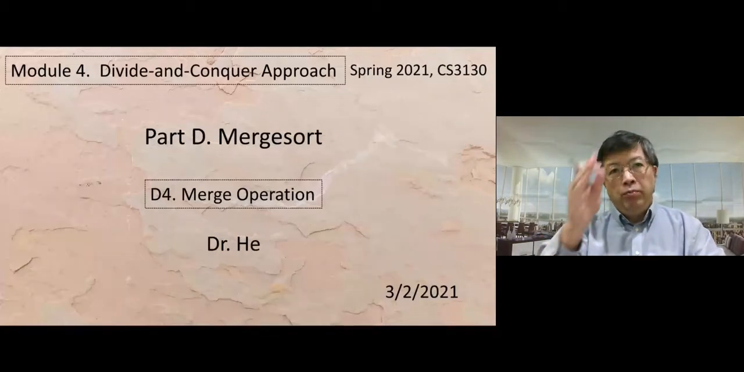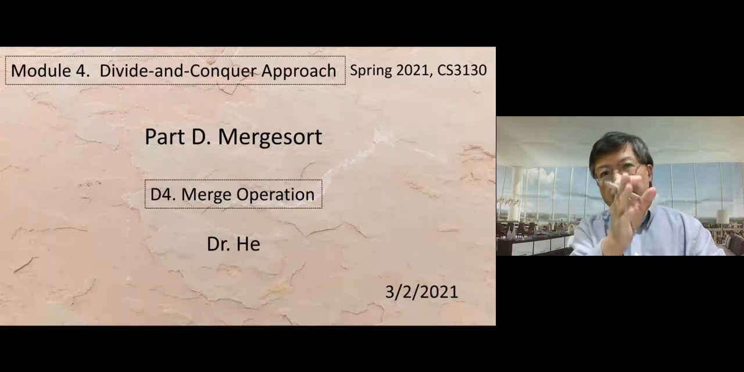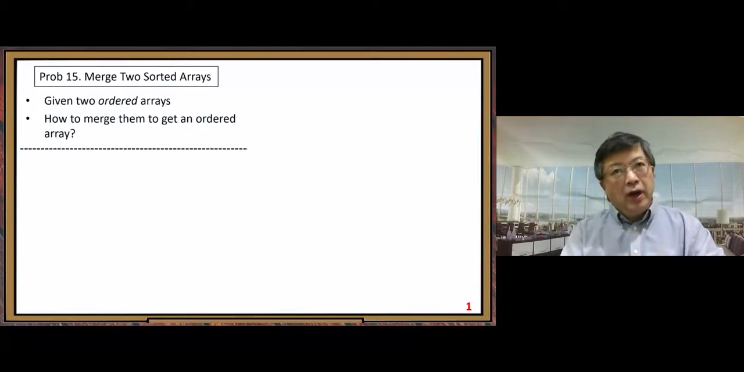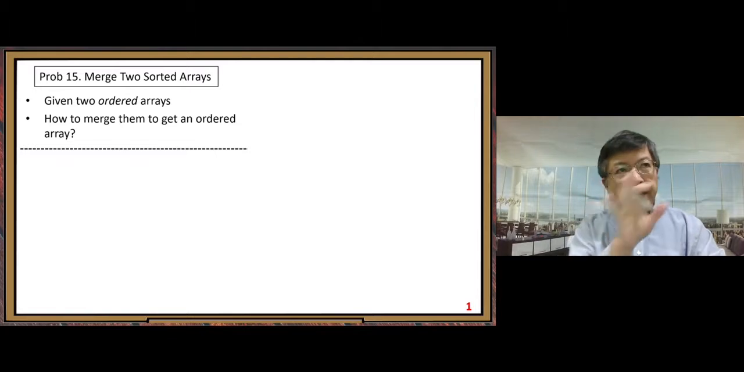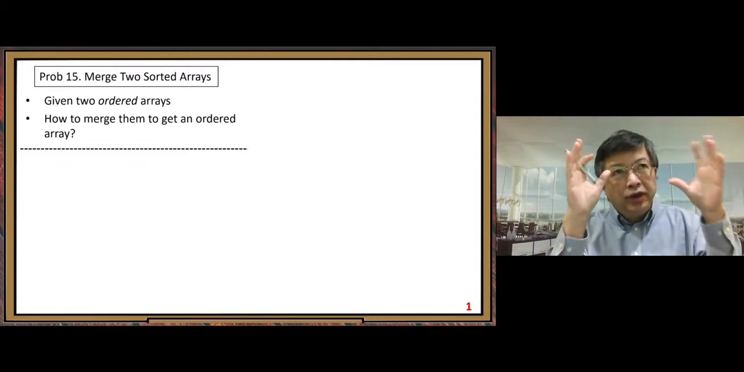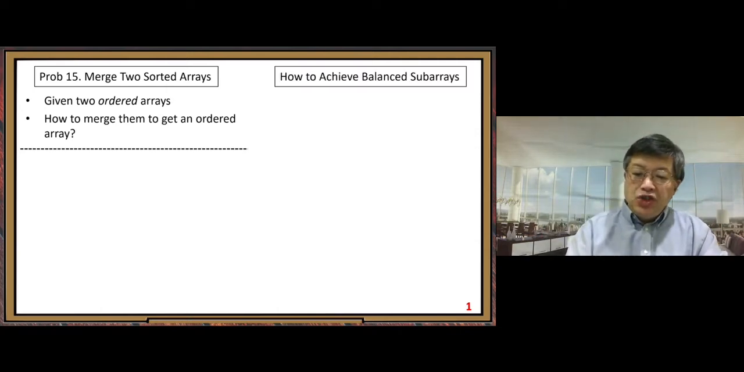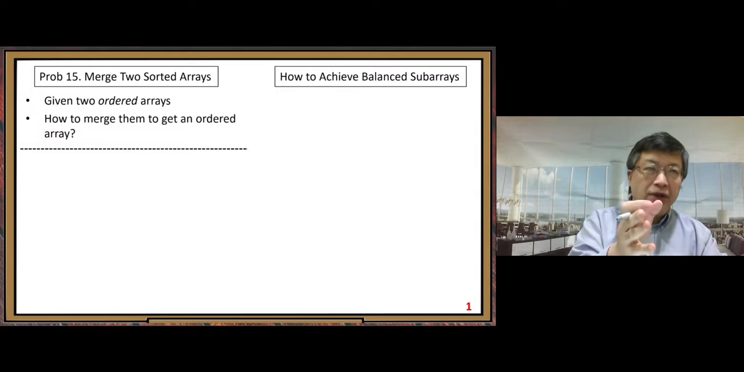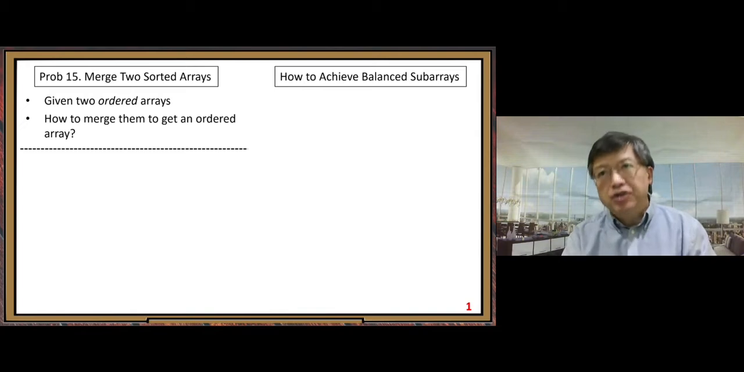Part D.4, Merge Operation. This is the key operation of this sorting algorithm. To solve problem number 15, let us look at the description of the whole situation here: how to achieve balanced subarrays. When we have a chance to make a decision to split our data, we try to split as evenly as possible. That's simple.